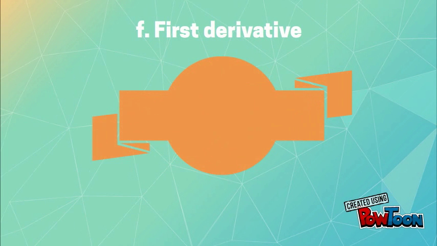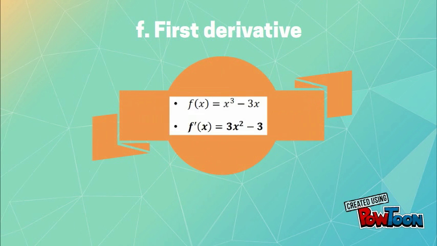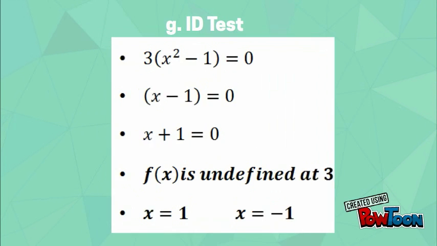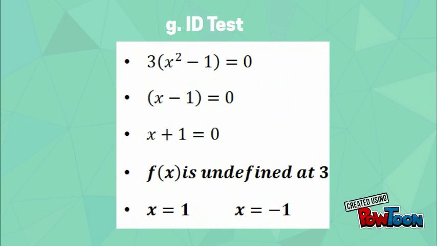To find the first derivative, we just use the power rule since it has no multiplication nor division in it. For the ID test, first we need to set the first derivative to 0 and solve for the critical points. So we factorize our function and we get 3 results. X equals 1, x equals minus 1, and f of x is undefined at 3.